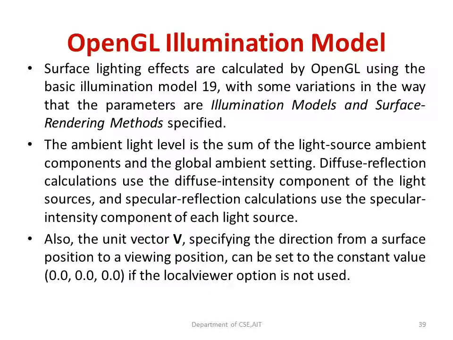So we have a vector called V, which is for the viewer. It is going to specify the direction to a viewing position, and it can be set to a constant value if the local viewer option is not used. That means if you do not have any specific value, you can just give it as the origin, that is 0, 0 and 0. So these come under the illumination model and surface rendering methods, from the basic illumination model. That means all these illumination APIs we are studying come from the illumination model in OpenGL, that is one version. From there all these have been picked and given to you.